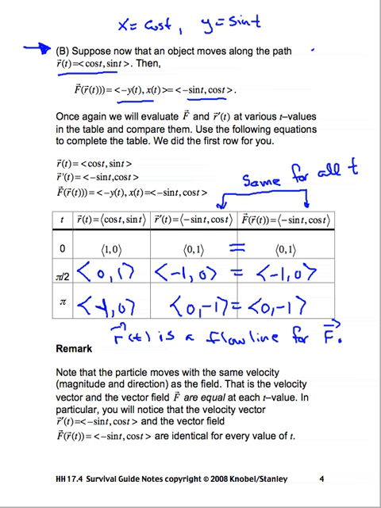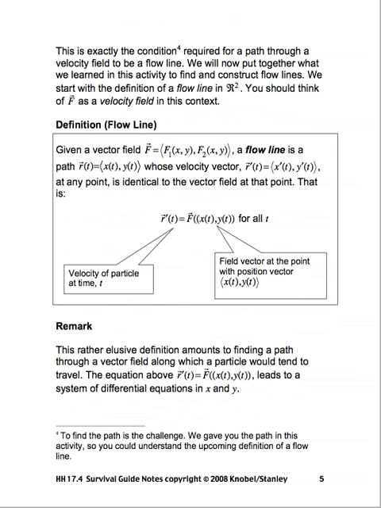In part A, we saw a path that's not a flow line. In part B, the path is a flow line. So this is how you can tell whether a path is or isn't a flow line for your vector field. So we can formally state the mathematical conditions for a path to be a flow line. It's fairly straightforward. So given a vector field, notice we're restricting ourselves to the plane.